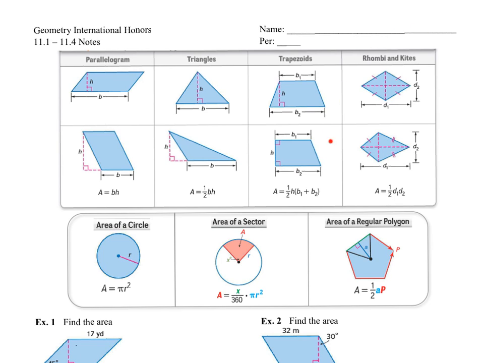These two formulas might be new to you. The area of a rhombus and a kite, a very simple formula. You find it simply by taking 1/2 the product of the diagonals. The area of a square, the area of a circle, this should be familiar to you.